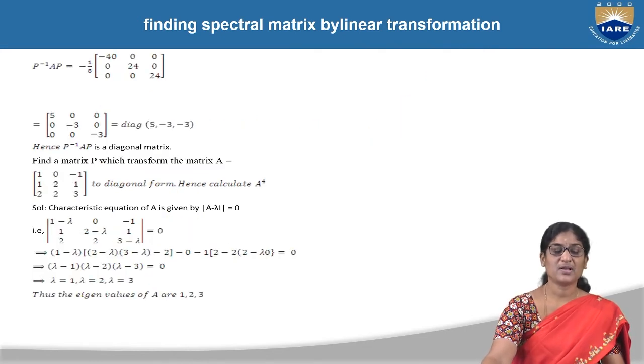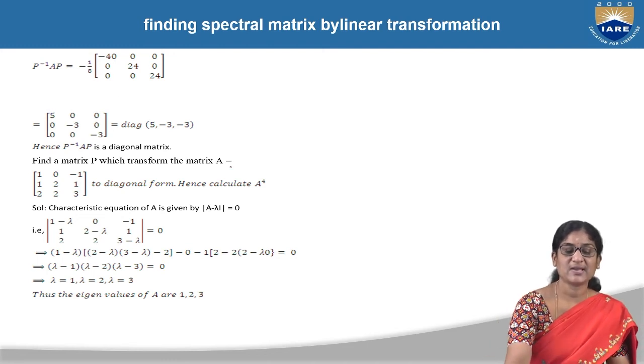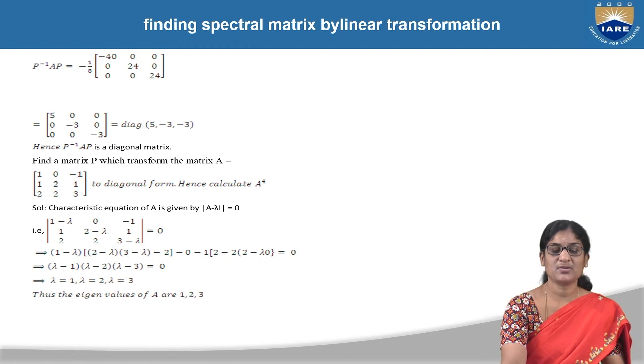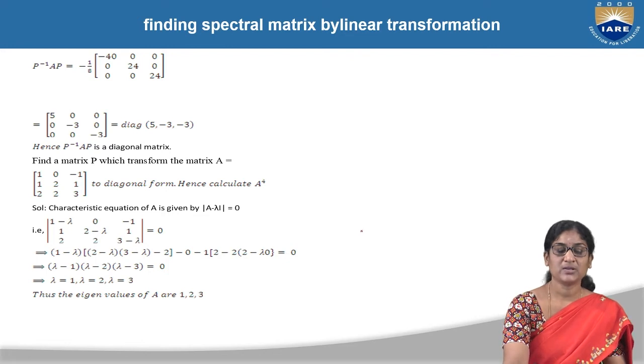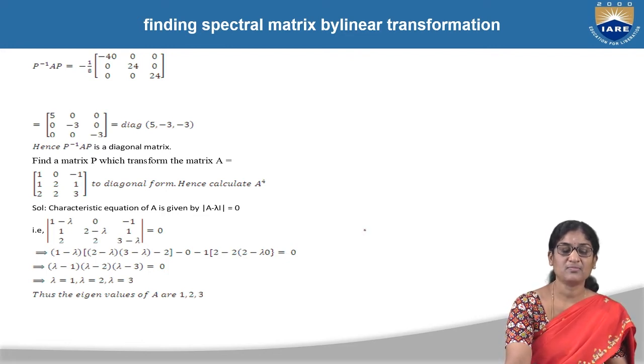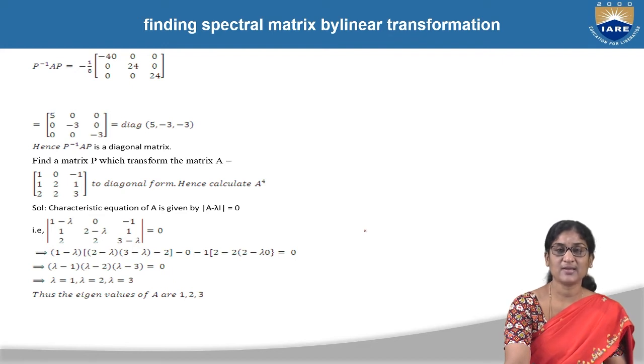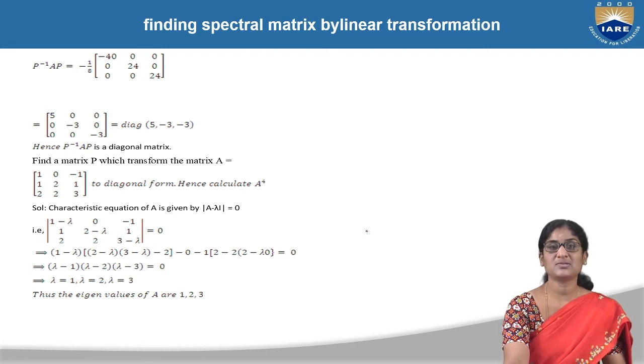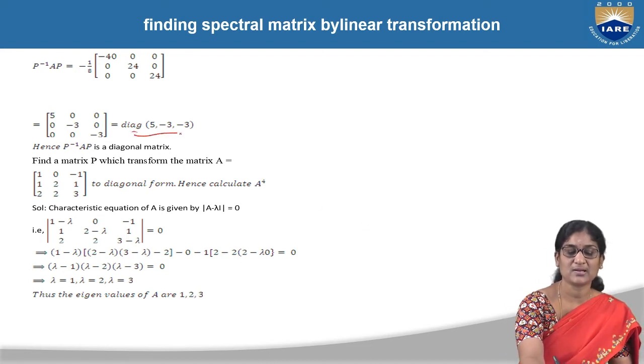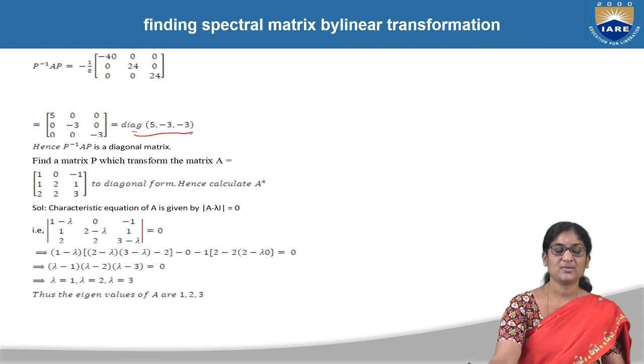Now we have to post multiply P inverse with A into P, and we will get minus 1 by 8 into the matrix minus 40, 0, 0, 0, 24, 0, 0, 0, 24. If you divide each term by 1 by 8, we get 5, 0, 0, 0, minus 3, 0, 0, 0, minus 3. Remember that 5, minus 3, minus 3 are the eigenvalues which we have got. The same values appear in the diagonal form, and this is called the spectral matrix. So this is how we can diagonalize the given matrix.